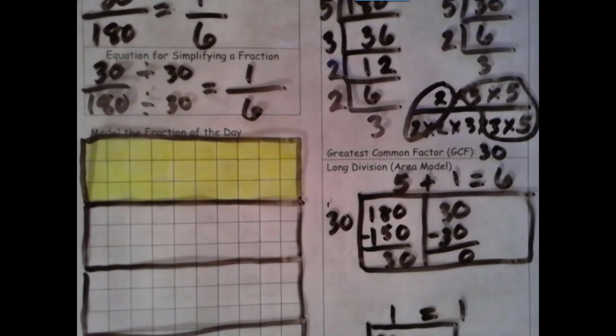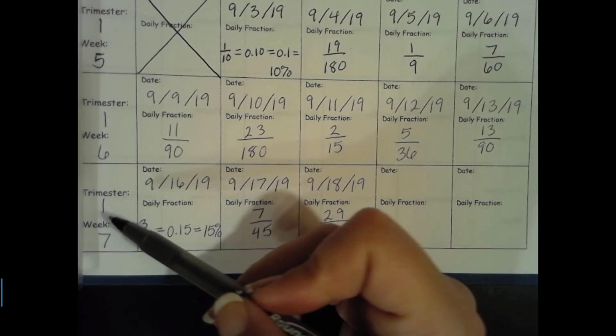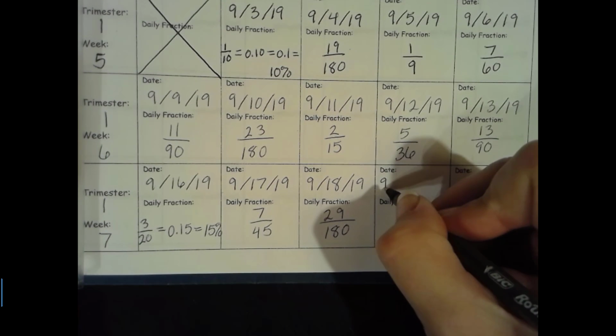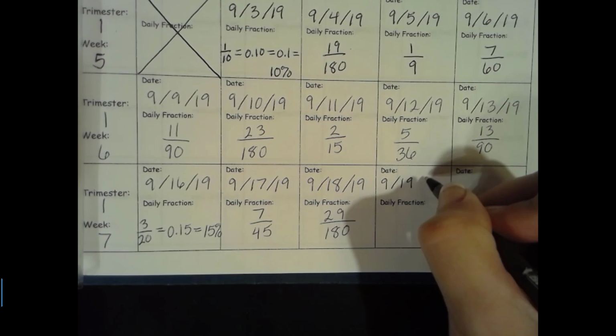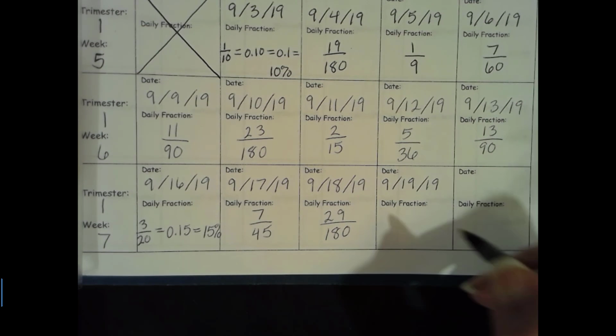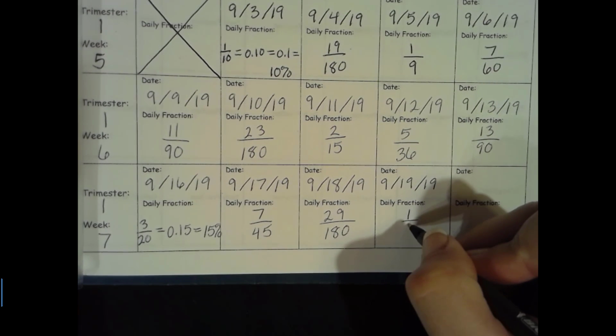Okay, now let's go ahead and fill in our data collection page. Trimester 1, week 7. Today is 9/19/19. Our fraction for today is 1/6.